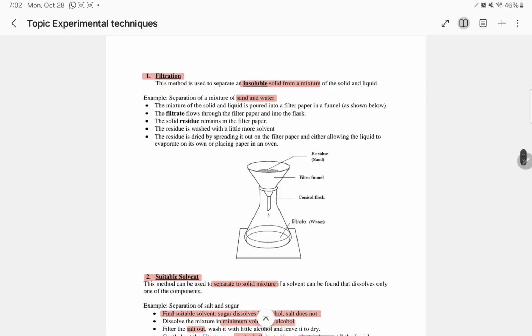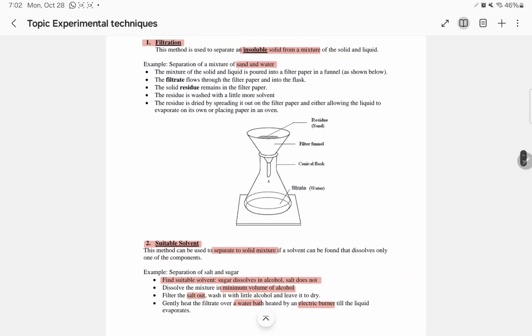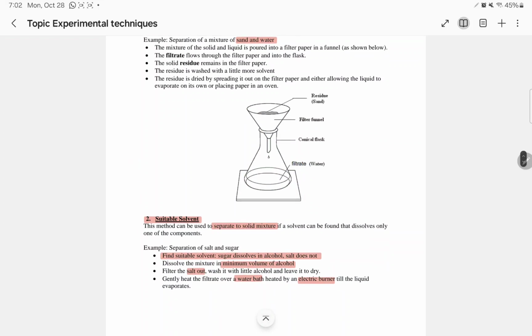First one, filtration. It's used to separate an insoluble solid from a mixture, like sand and water. The filtrate is whatever goes down here, and whatever is left in here is the residue. This is your filter funnel, inside that you have filter paper, and this is your conical flask. We did all these experiments last year, so you should all know them.